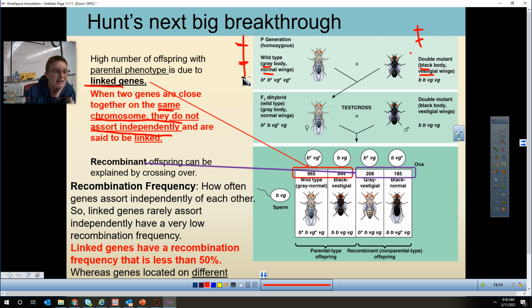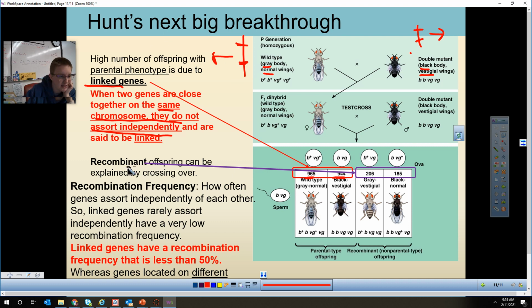And he says, since they're linked, these can't assort independently. These guys are going that direction during meiosis. So he was finding that a lot of the babies had the parental phenotypes. And look at these numbers. 965 and 944 had the parental phenotypes, the gray normal and the black vestigial, right? They didn't separate. They stayed together, those traits, which was weird to him.